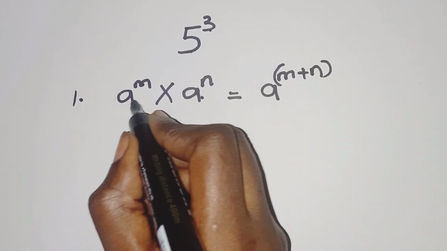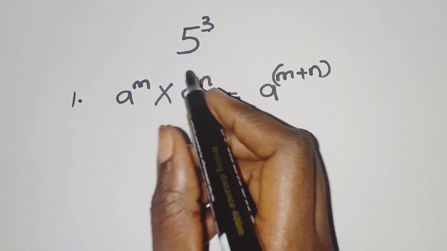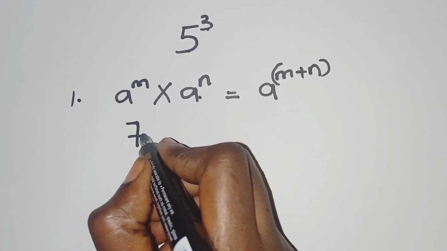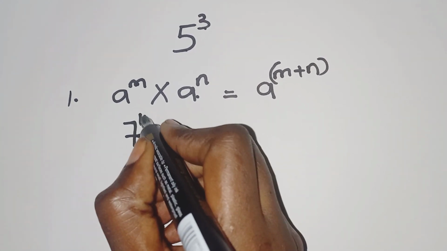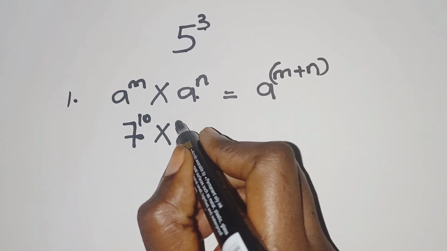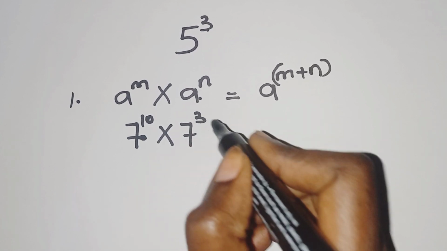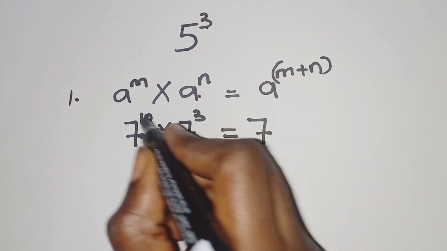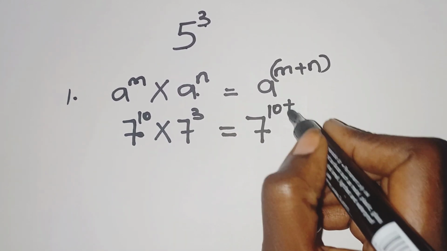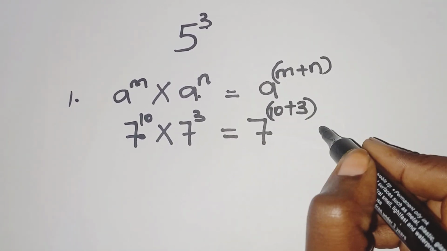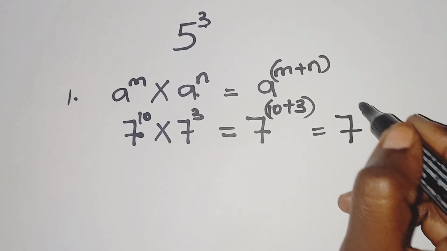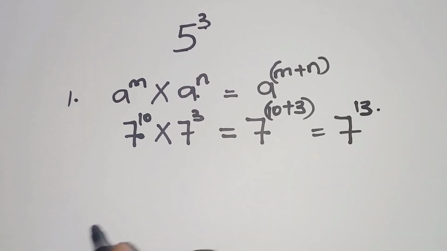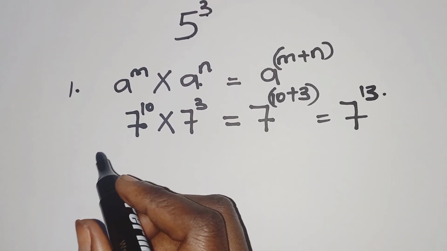Let's look at a case example of this. If you are given 7 raised to power 10 times 7 raised to power 3, then the answer will be 7 raised to power 10 plus 3. That will be 7 raised to power 13. That is the first law.